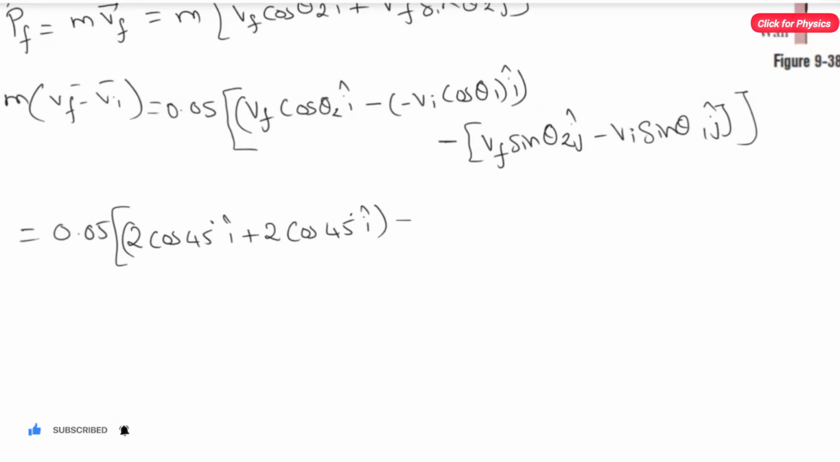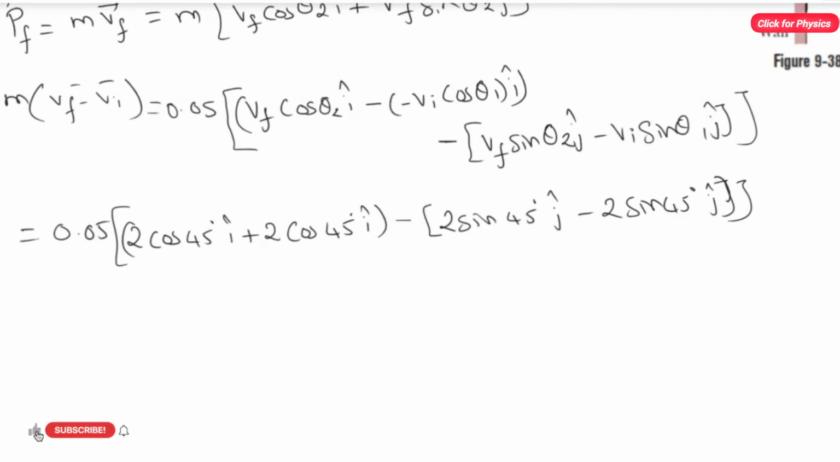Likewise, we have to do the same thing for j cap: 2 of sine of 45 degree j cap minus 2 of sine of 45 degree j cap. So now you can see this becomes 4 cosine of 45 degree I cap. So 0.05 multiplied by 4 cosine of 45 degree I cap, and then here 2 sine of 45 minus 2 sine of 45, so this becomes 0.